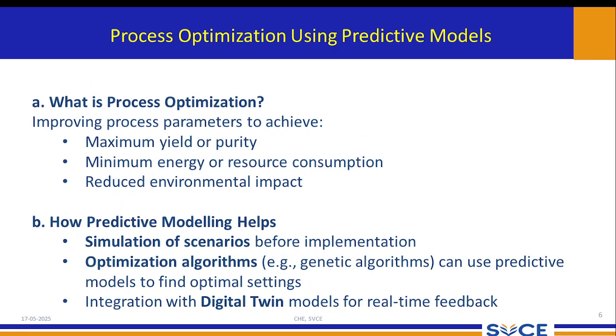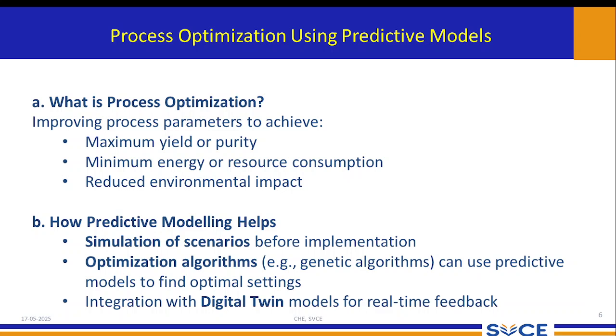Okay, so what is process optimization? So I think since you are already at the end of third year, you know what process optimization is. I don't want to touch upon this part very elaborately, but I would just like to say process optimization is improving the process parameters to achieve the maximum yield or purity, minimum energy or resource consumption, and reduced environmental impact. So obviously the cost estimation also.